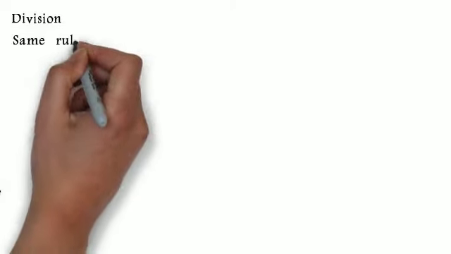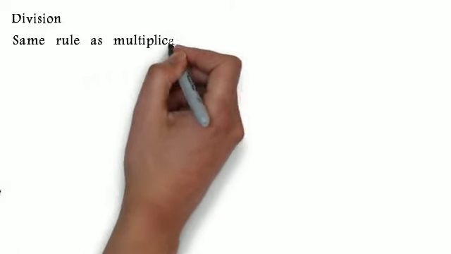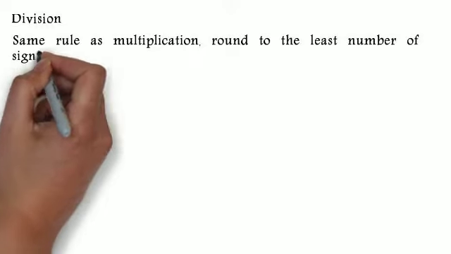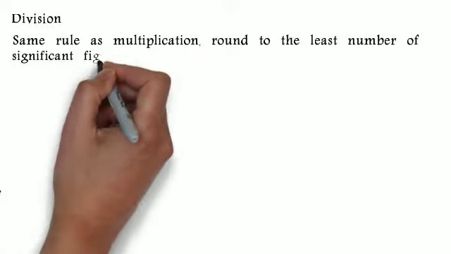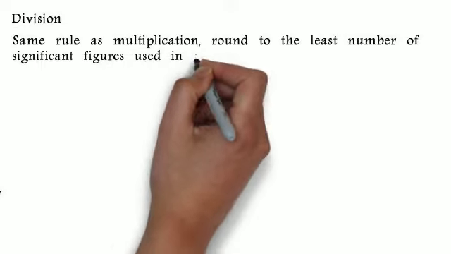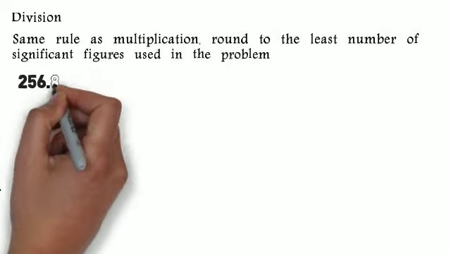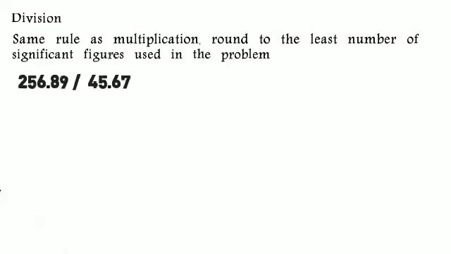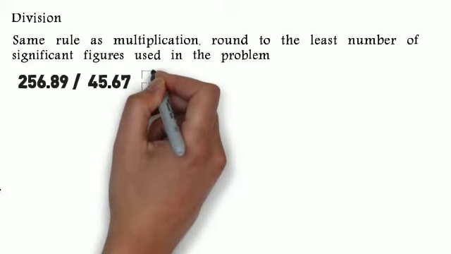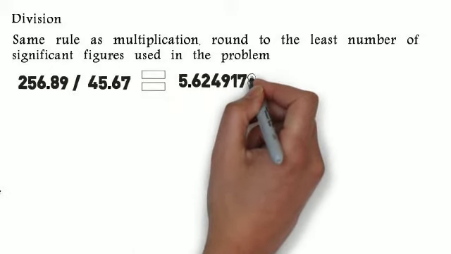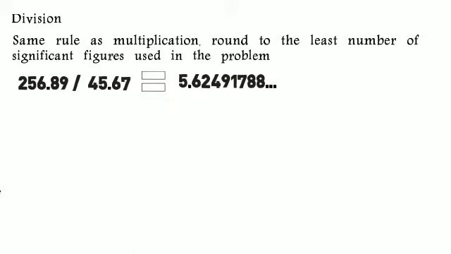We're going to do the exact same thing when we do division. So for division, the same rule as multiplication applies. Round to the least number of significant figures in the problem. We're going to look at a few problems here, and round these to the right number of significant digits. So we got 256.89 divided by 45.67 gives us 5.62491788, and it continues on.